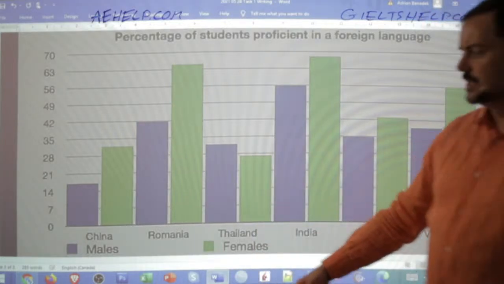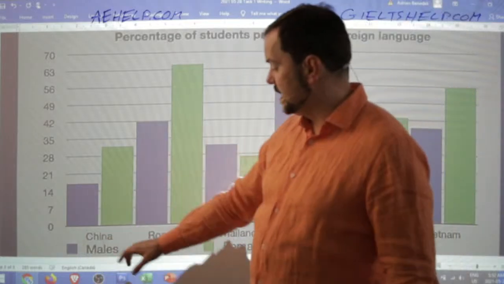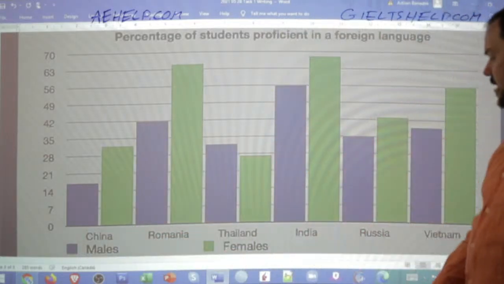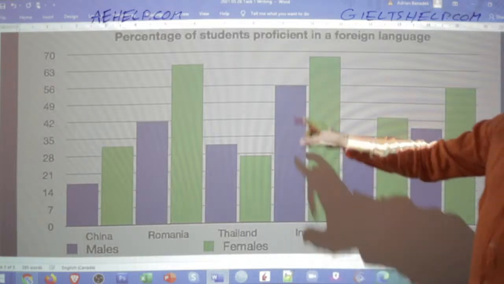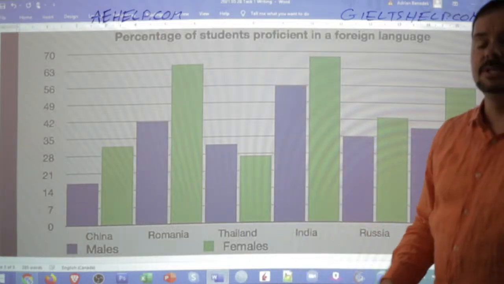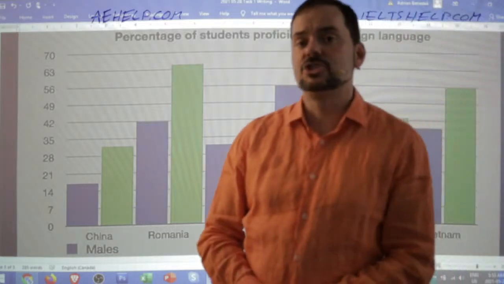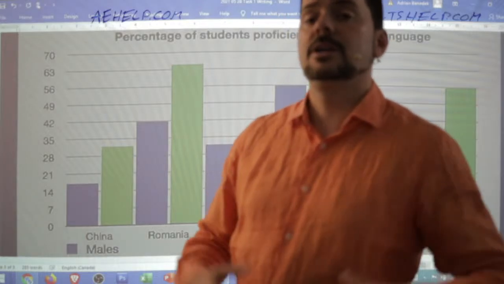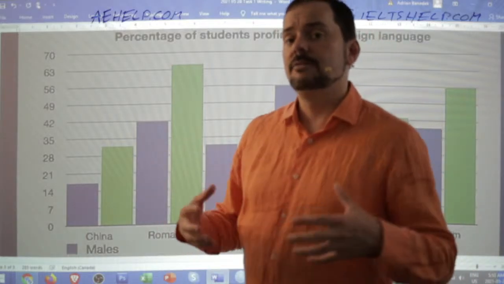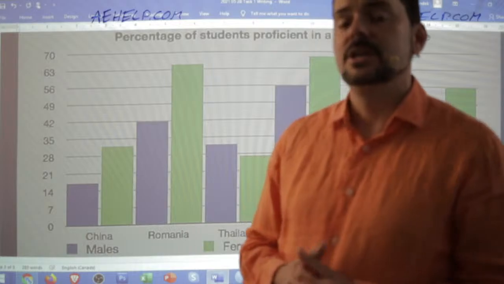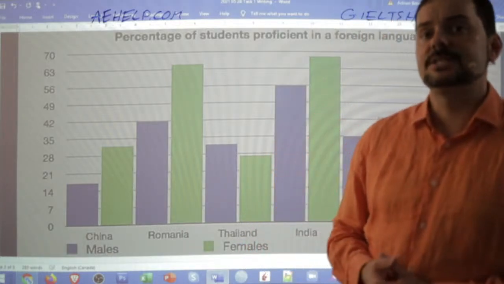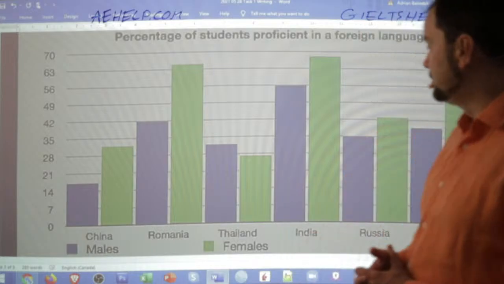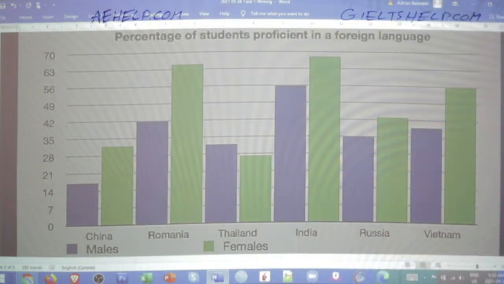Yeah, so you can see that basically for every country, China, Romania, India, Russia, Vietnam, the green bar is bigger than the blue bar. This means that a greater percentage of females can speak a foreign language in 5 of the 6 countries than males. And that's definitely an interesting observation there. Okay? All right.